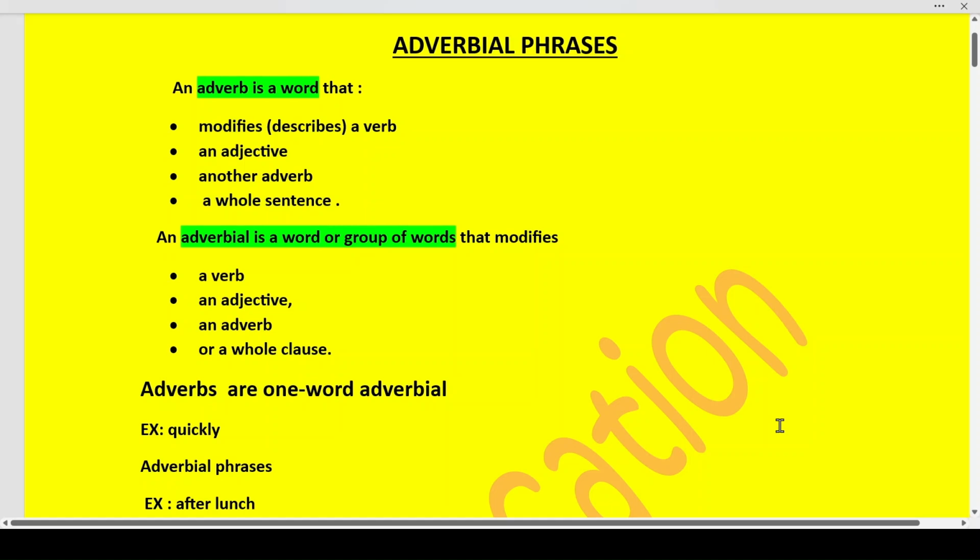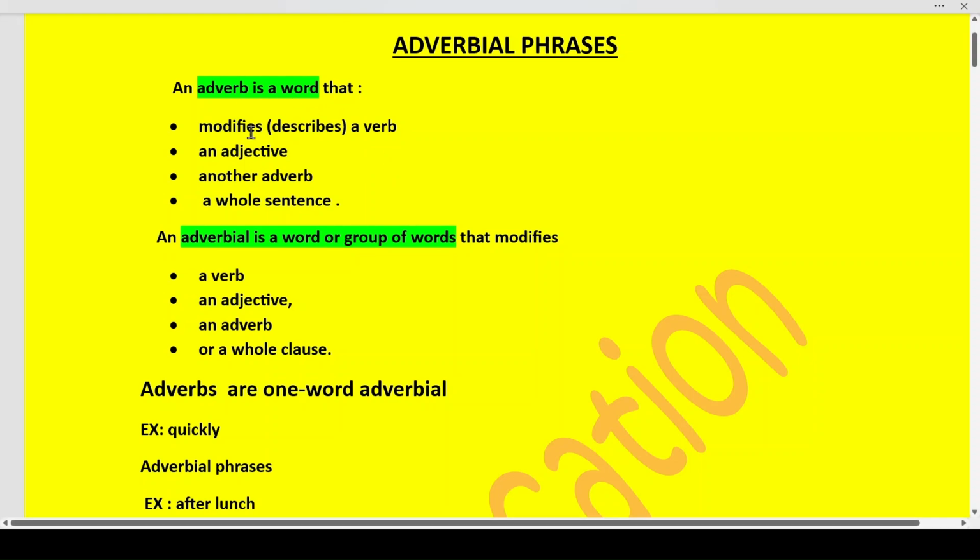In today's video, we shall discuss adverbial phrases. So before that, let us know what is an adverb, what is a phrase, and then we shall go over to what is an adverbial phrase. Now, an adverb is a word that modifies or describes a verb. What is a verb? A verb is an action word. What action is taken by whom? By the subject in the sentence.